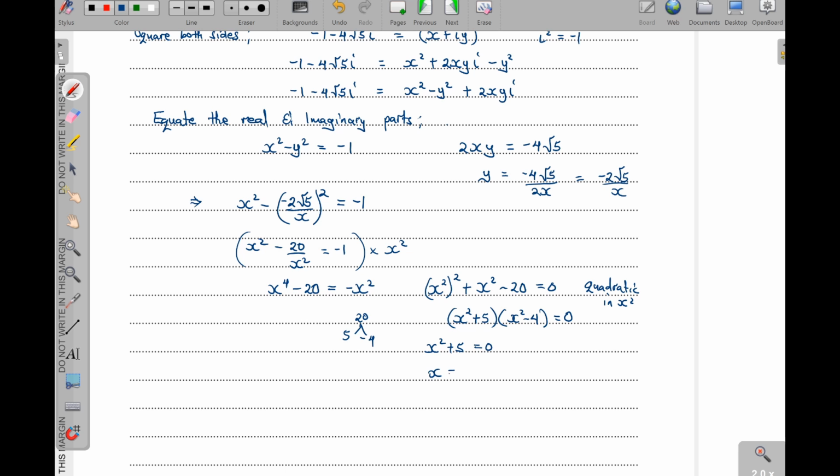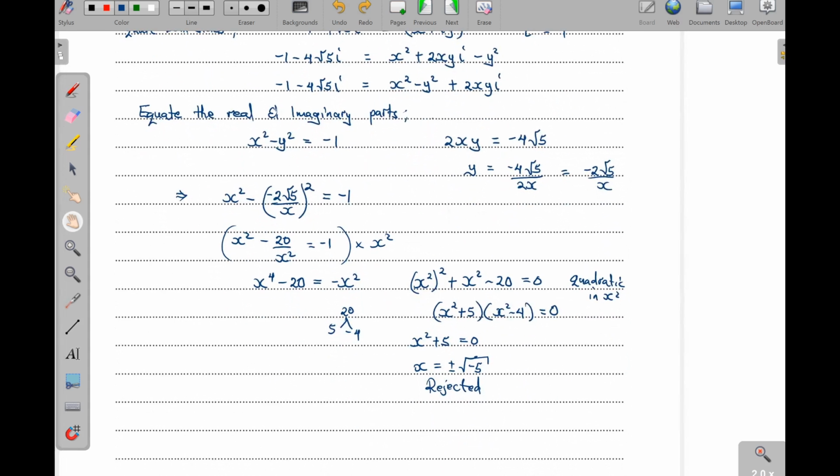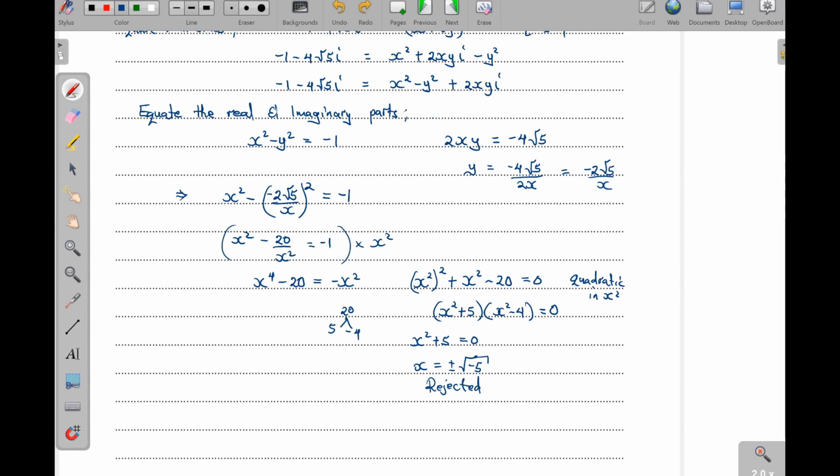That means x is going to be equal to plus or minus the square root of -5. And this one here, we shall ignore it. Okay, we shall reject it. Why? Because they said x and y are real. Remember? Where x and y are real and exact. So that means we are not going to take that into account.